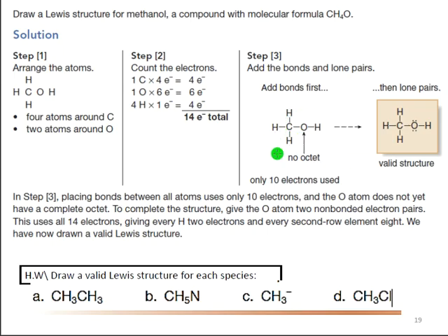Now calculate the number of electrons used here. It is equal to 10, meaning there are 4 electrons remaining. Can we put the electrons here on the hydrogen? No. Why? Because the hydrogen always has 2 electrons. Can we put the 4 electrons on the carbon? No. Why? Because the carbon now has 8 electrons. Octet rule: 8 electrons, no more than 8 electrons.